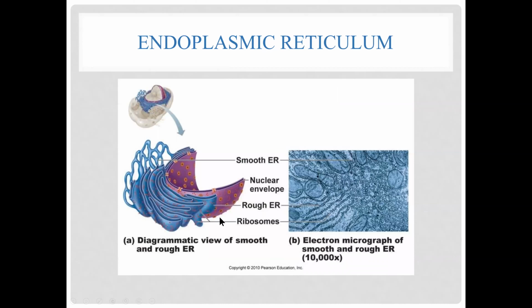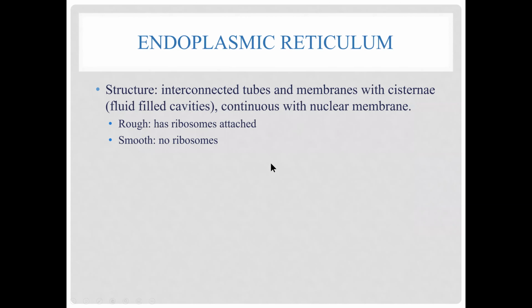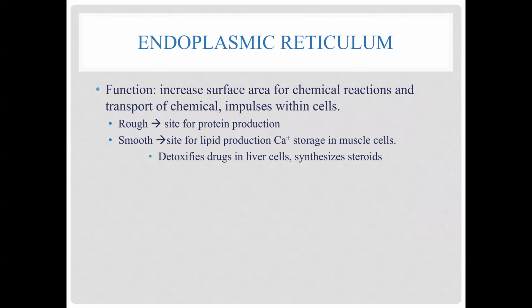So this is rough endoplasmic reticulum. You can see this electron micrograph. These ribosomes are very small, and that's smooth endoplasmic reticulum. And they're a continuation of the nuclear envelope. Endoplasmic reticulum, interconnected tubes. Rough has ribosomes, smooth doesn't.